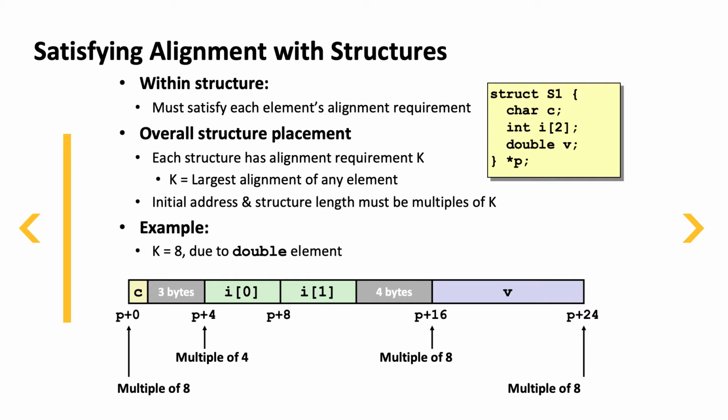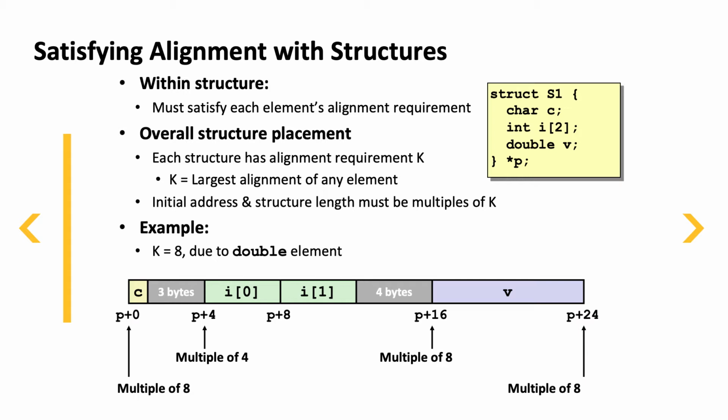Within the structure, every element has to satisfy its own alignment requirement. So the char can live anywhere. An integer has to live at an address that's a multiple of 4. A double has to live at an address that's a multiple of 8. So that's easy enough. But what about where we put the overall structure? We actually do have to align the whole structure itself. Each structure is going to have an alignment requirement k that's equal to the largest alignment of any element within that structure. So the initial address and the length of the structure both have to be multiples of k.